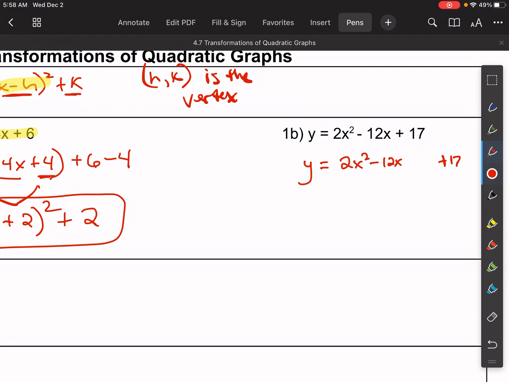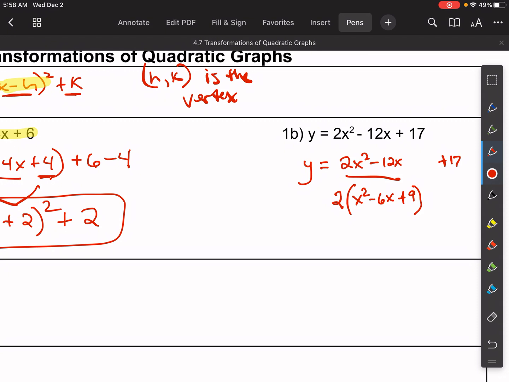Okay, since I'm going to complete the square here with these guys, I'm going to just take a 2 out of both of them. So if I take a 2 out, I'm left with x squared minus 6x. Now I can complete the square. Okay, half of 6 is 3. 3 squared is 9. Okay, but here's the tricky part.